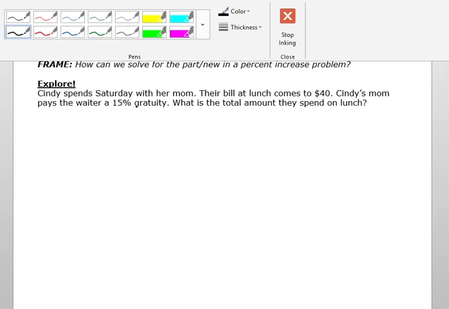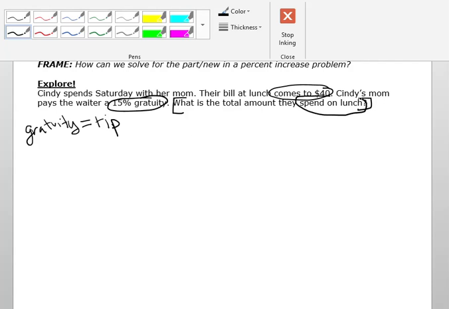So Cindy spends Saturday with her mom. Lovely. Their bill at lunch comes to $40. Cindy's mom pays the waiter a 15% gratuity. People, gratuity equals tip. What is the total amount they spend on lunch? Total amount. So I'm not looking for what is the gratuity. I'm looking for what is the total amount they spend on lunch.